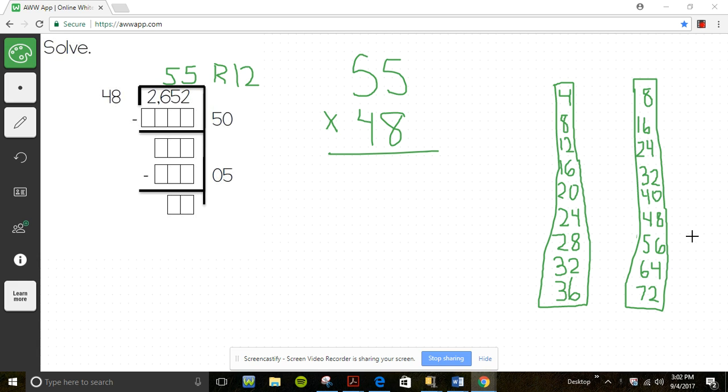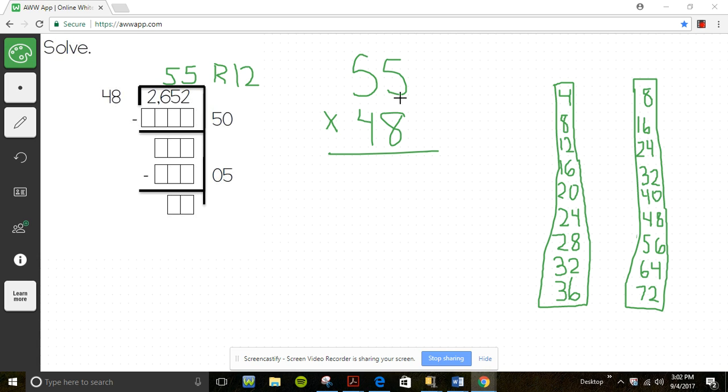Over here we have our eights. And again, we're skip counting by 8. So we're adding by 8 over and over. Repeated addition is multiplication. So 8 plus 8, 16, 24, 32, 40, 48, 56, 64, 72. Now we're ready to begin.